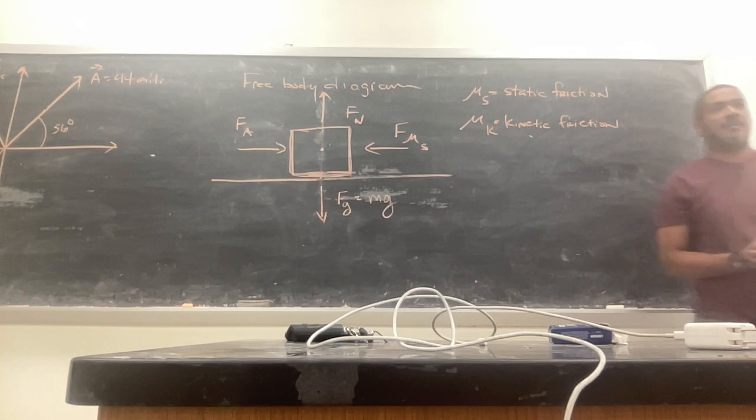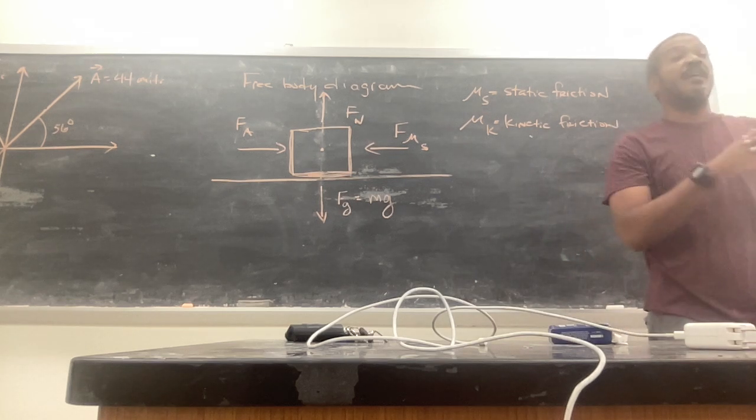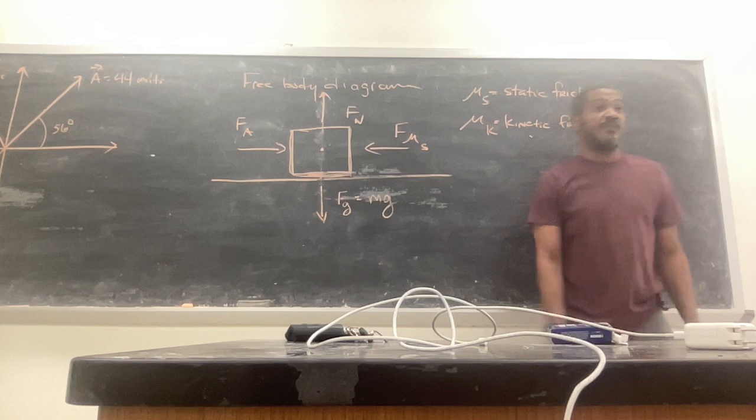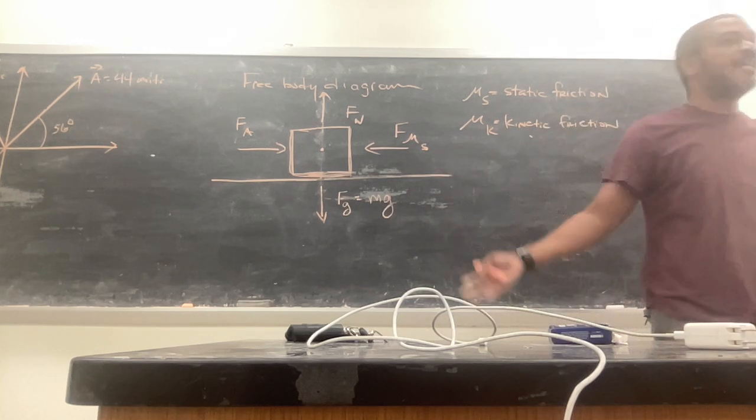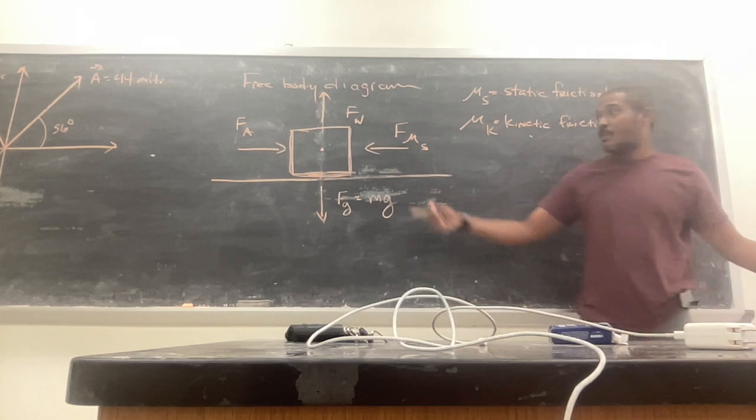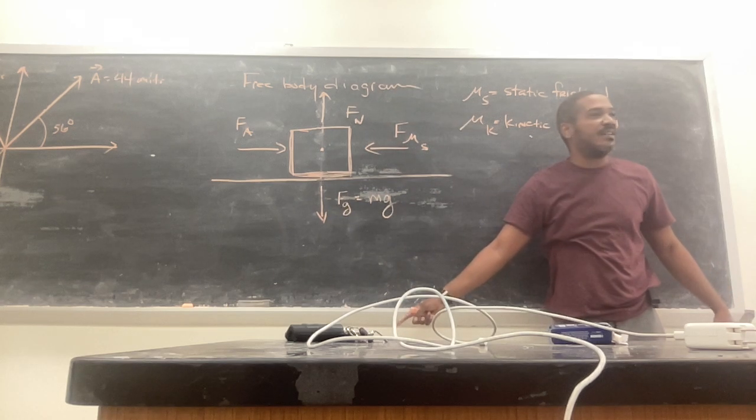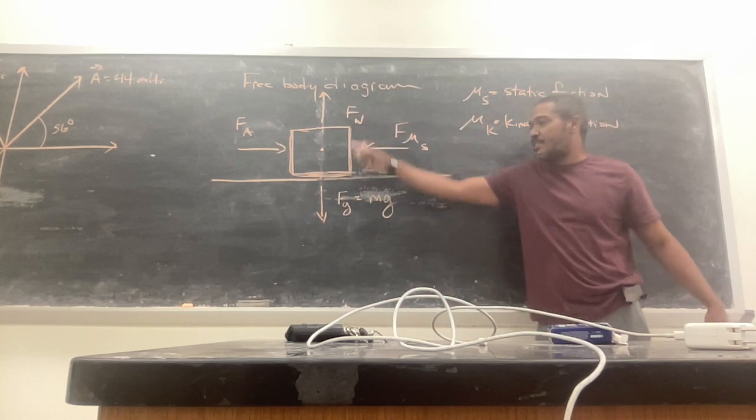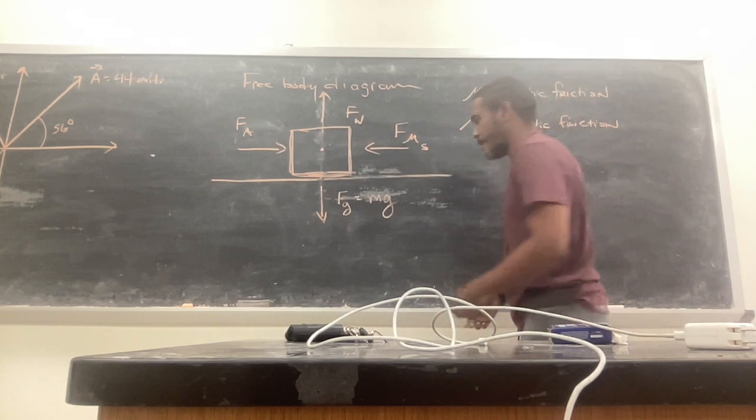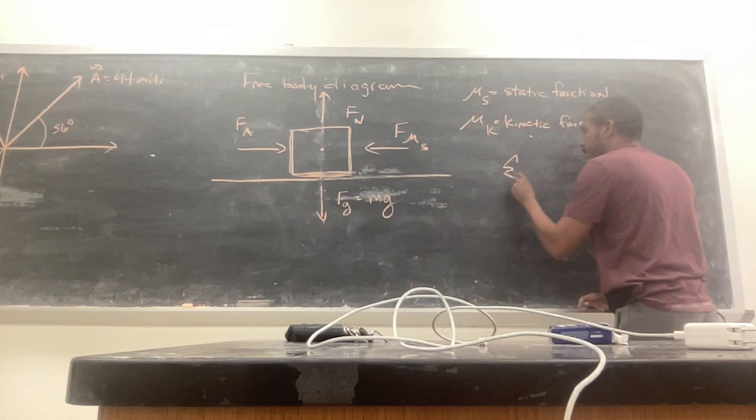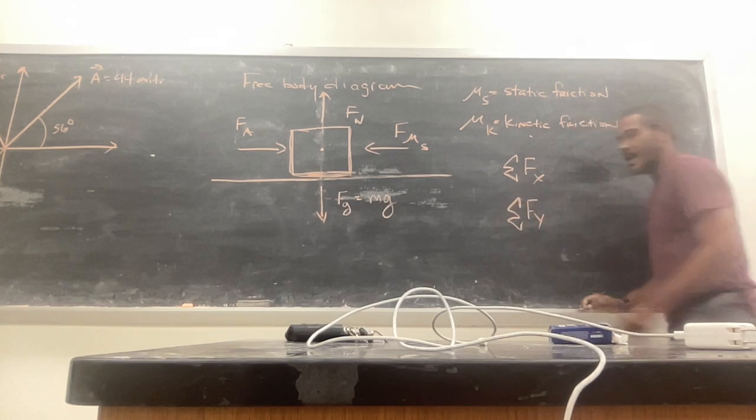So what must that mean? It's either left or right. No. Think about the tug of war. If the flag doesn't move, what does that mean? The forces are equal. The forces on each side are equal to each other. So that means because the box doesn't move up or down, like the flag on the tug of war, that means that these two forces must be equal to each other. That's called summation of forces in the X, summation of forces in the Y.